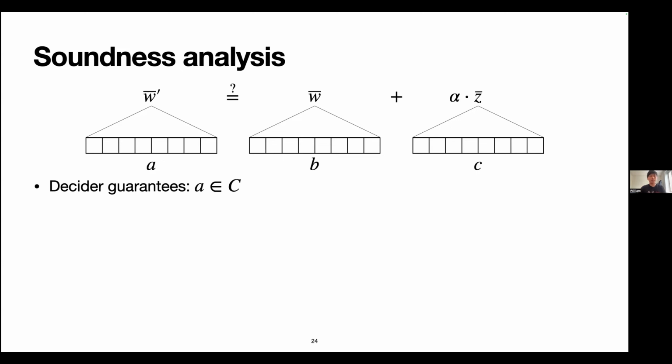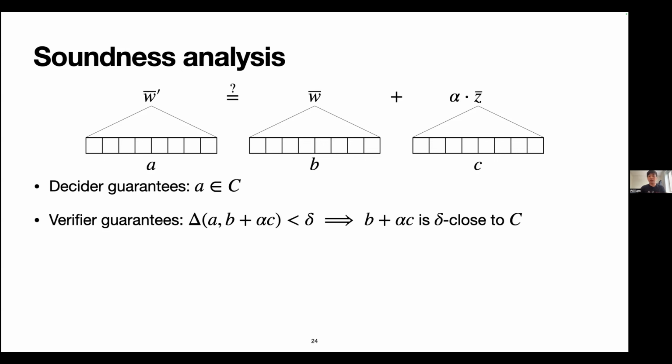Now the decider guarantees that the final code word A, the random linear combination, is actually a code word. So we do know that A is a code word. And the verifier guarantees by the spot check, assuming that you set the parameters correctly, that the Hamming distance between A and the purported linear combination B plus alpha C is at most delta, where delta is some constant fraction, let's say 1/4. And this immediately implies, of course, that since A is a code word, this purported linear combination is also delta close to the code.